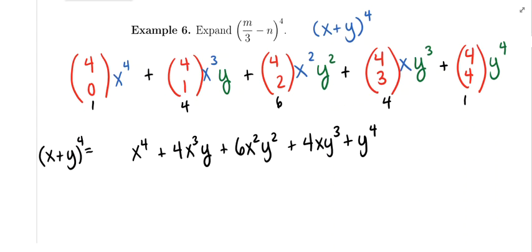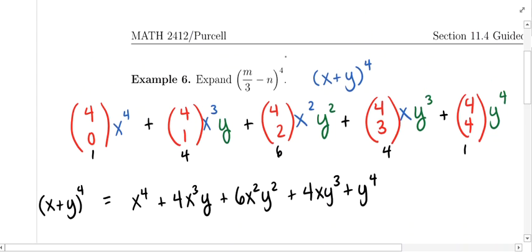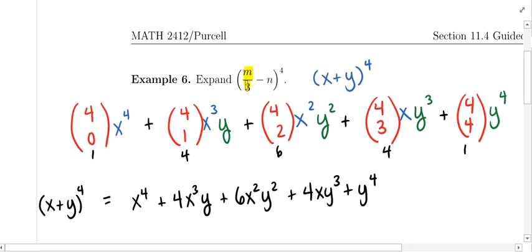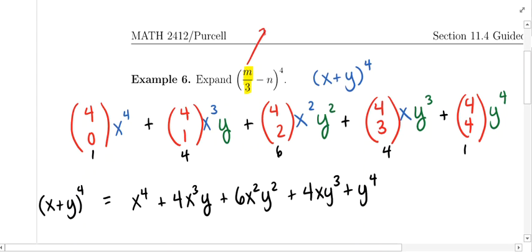We are going to convert this now into the expansion for m divided by 3 minus n raised to the fourth power. To do this, what we're going to do is, if you look at the binomial, x is the term on the left. So we're going to make a replacement: x, we're going to replace that with m divided by 3.